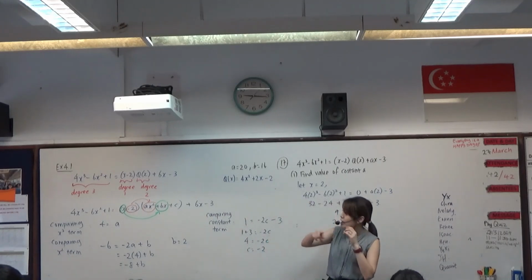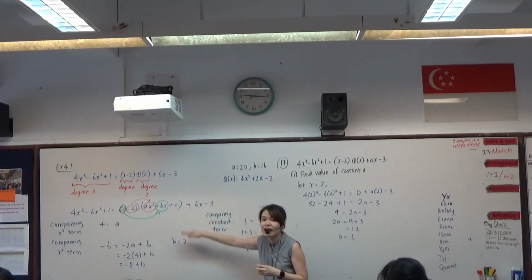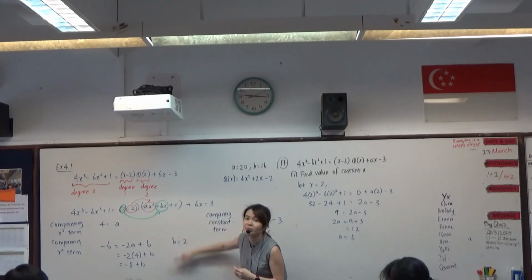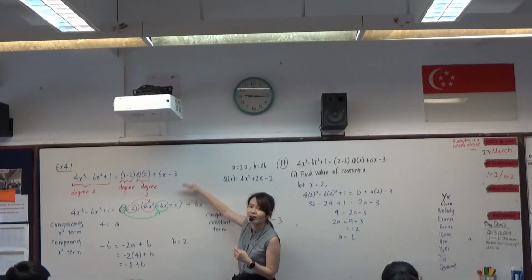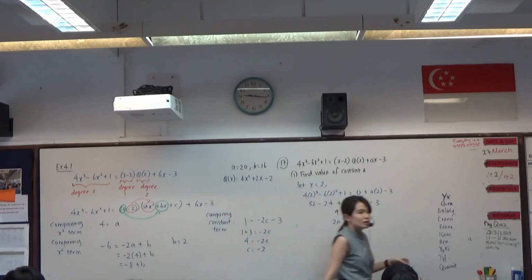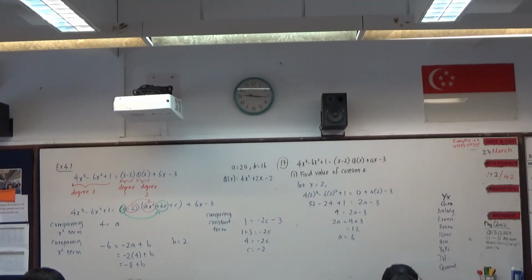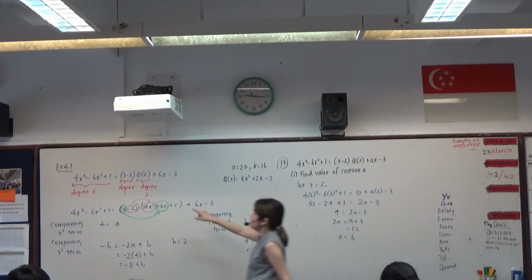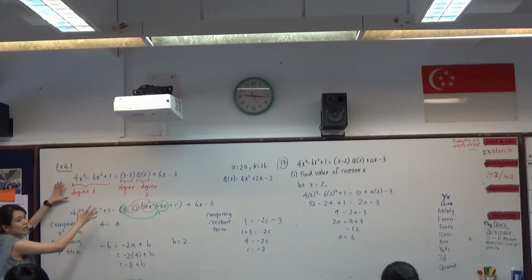So in your corrections, you need to copy entirely everything. You cannot just copy from here, because this part is critical to help you understand why we're doing this. Now, how do we know that one is degree 2? Because remember when we did long division, we covered that concept.